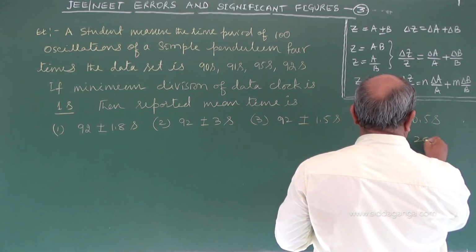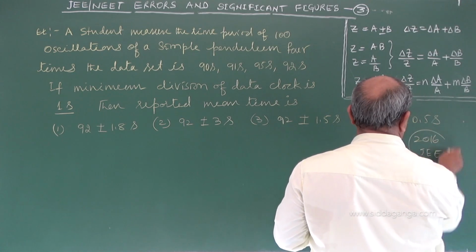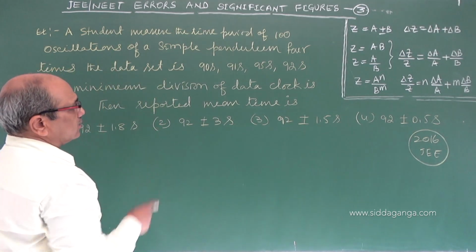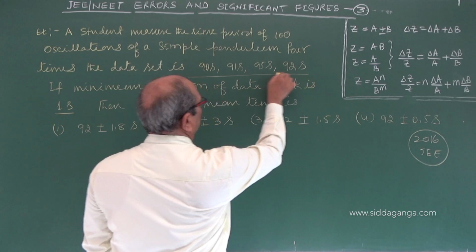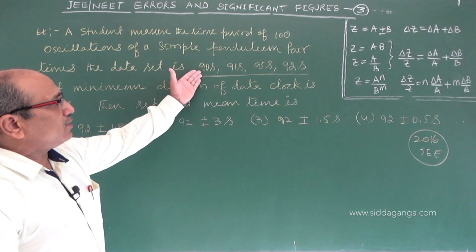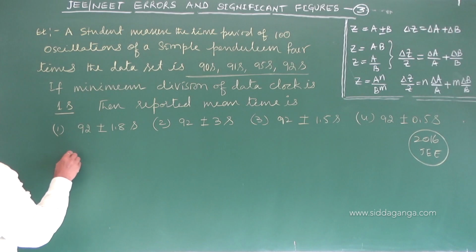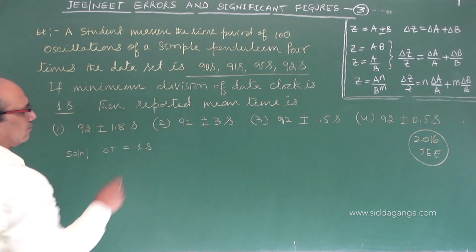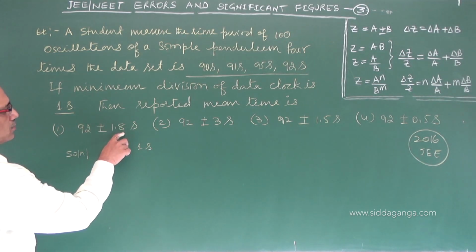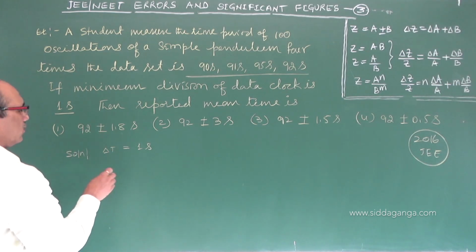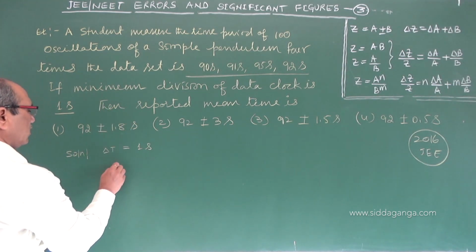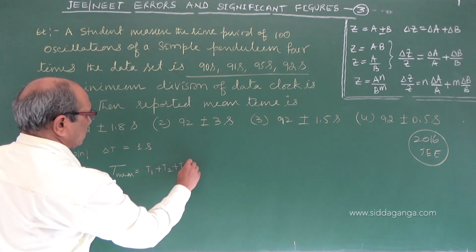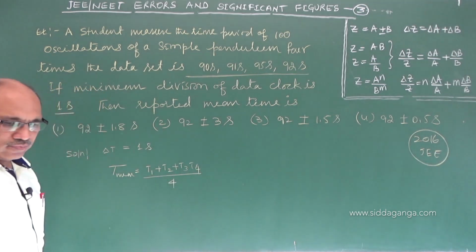The question is from the 2016 JEE paper. When you see the answers, first you have to get 4 trials conducted for 100 oscillations. The time taken is given. The least count of the time is also given, that is 1 second. Here we have to get the mean absolute error. First you have to find the mean value, T mean, which is T1 plus T2 plus T3 plus T4 by 4. That you have to do.